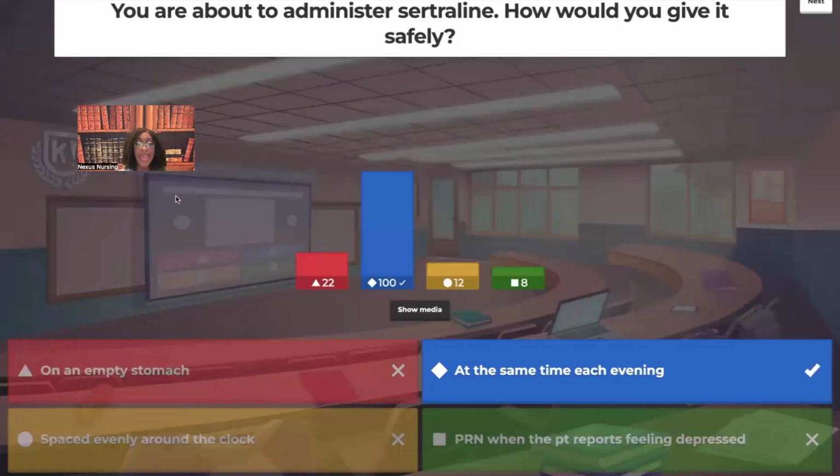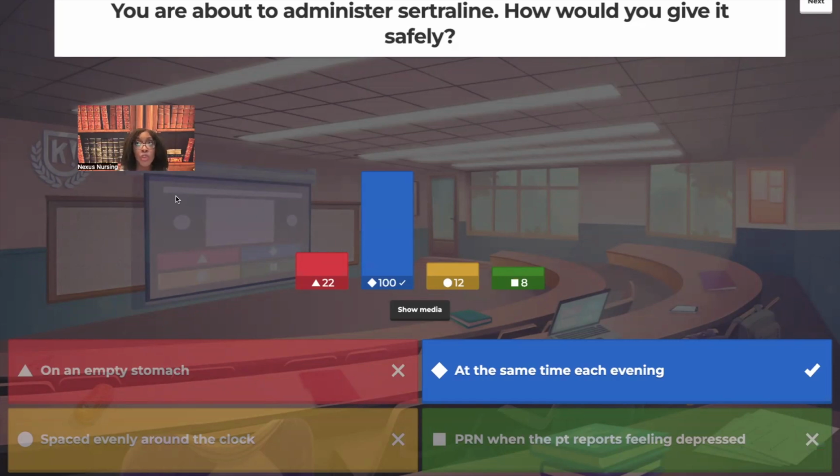Very good. At the same time each evening. So this medication, guys, it's given every 24 hours, right? So you're going to give it at the same time each evening. So it's going to be once a day, same time. This is an antidepressant. And you need to know the drug class. So yes, it's an antidepressant, but you also need to know that it is an SSRI.